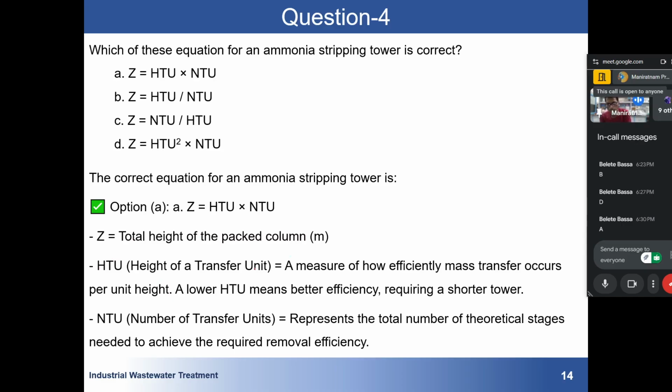HTU is a measure of how efficiently mass transfer occurs per unit height. A lower HTU means better efficiency, requiring a shorter tower, and NTU represents the total number of theoretical stages needed to achieve the required removal efficiency. So there is nothing new. This was just a simple formula. There is one numerical question based on this. Z is equal to HTU times NTU. So the correct answer is A.